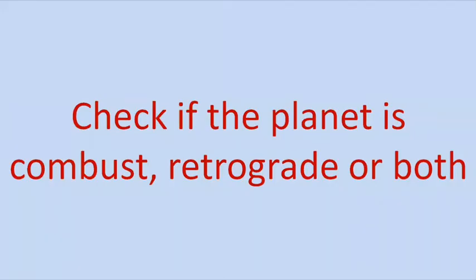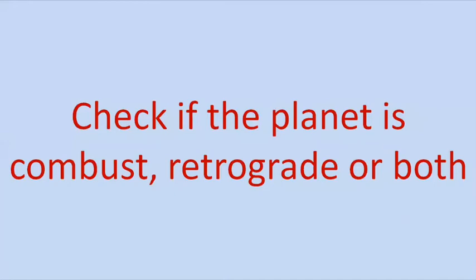Then we check if the planet is combust, retrograde, or both? Well, there's a simple rule. The planet coming close to Sun gets combust, except for Rahu and Ketu. Rahu and Ketu do the reverse. They eclipse Sun and Moon if they are in close degrees with Sun or Moon, or both, for instance. So, if the planet is combust, the result will fall.